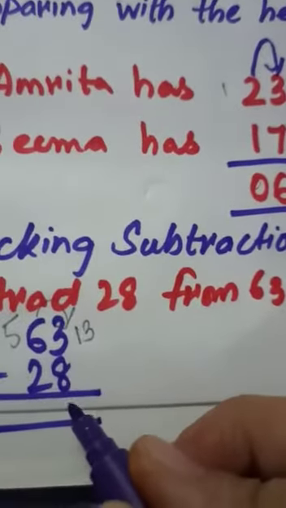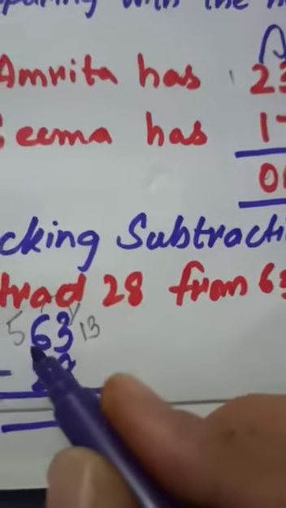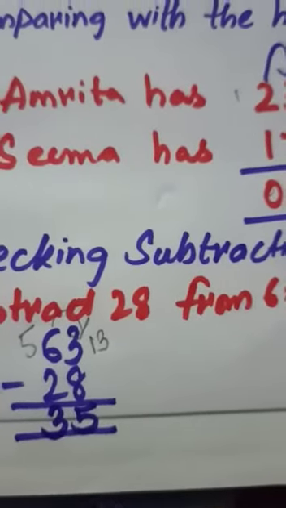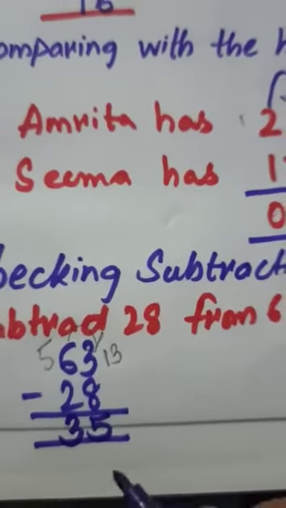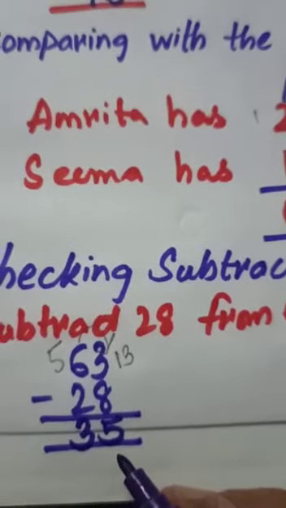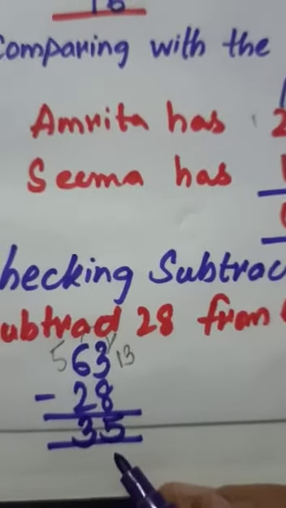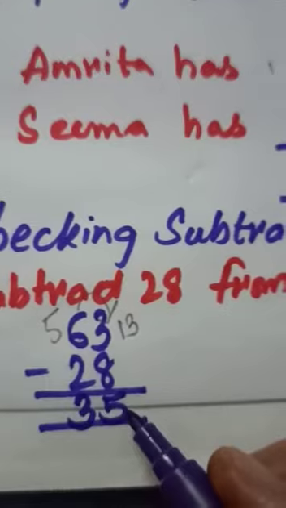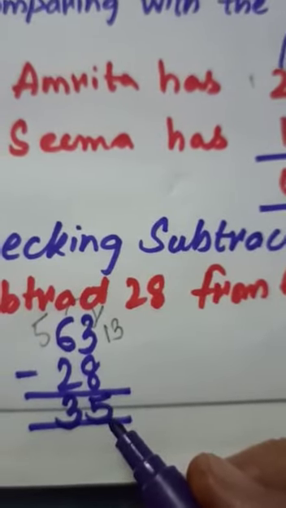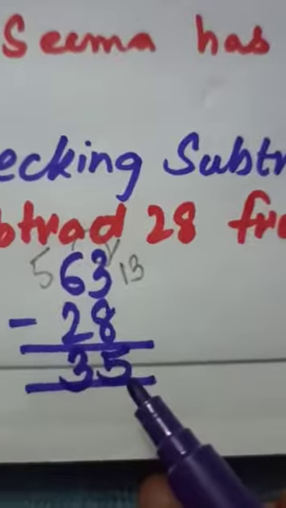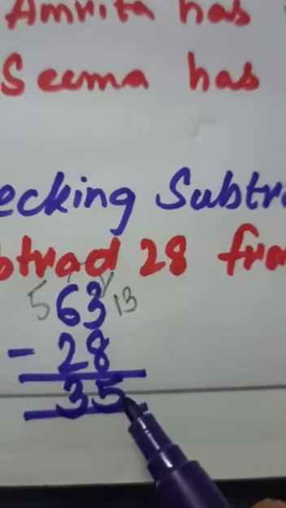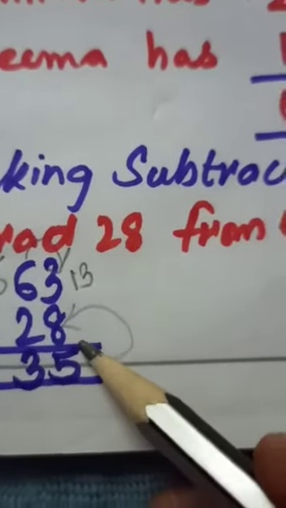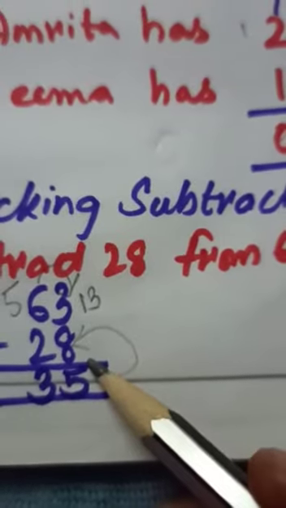13 minus 8 is how much? 5. And 5 minus 2 is 3. So we got 35. Now how do we check whether this answer is correct or not? Now we will add the difference. We will add the difference of the two numbers to one of the numbers we subtracted.